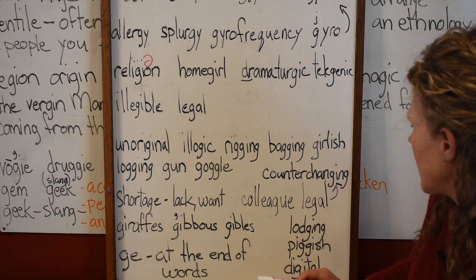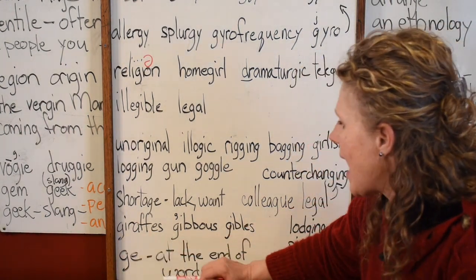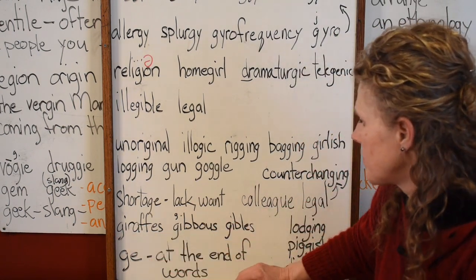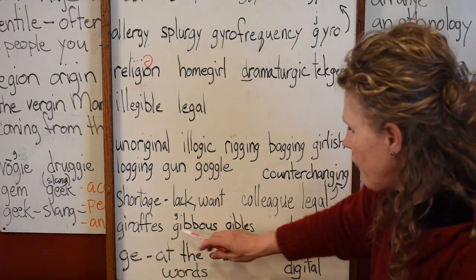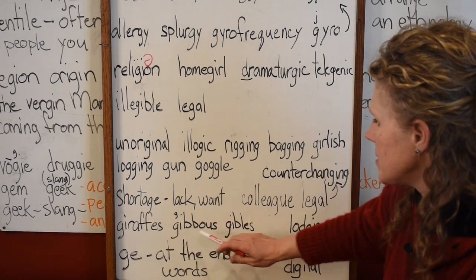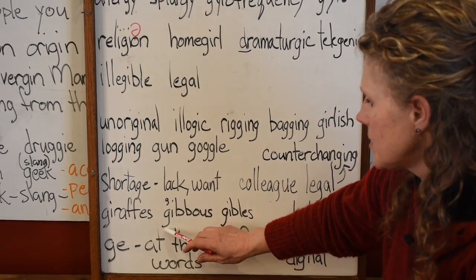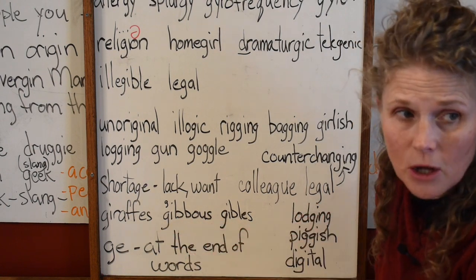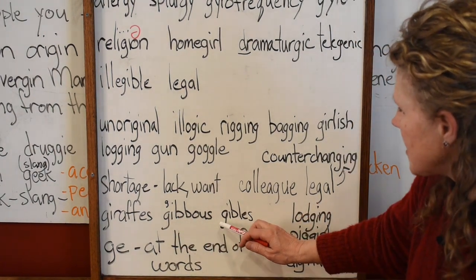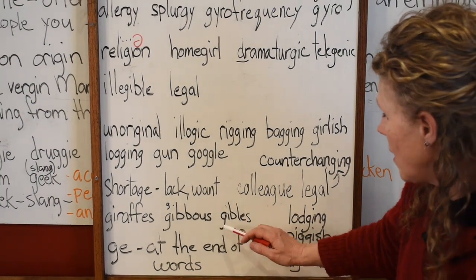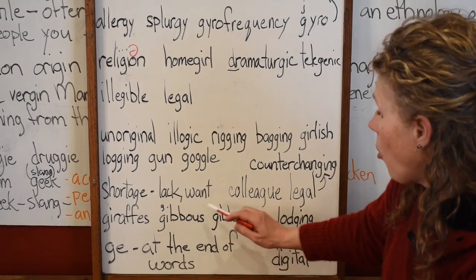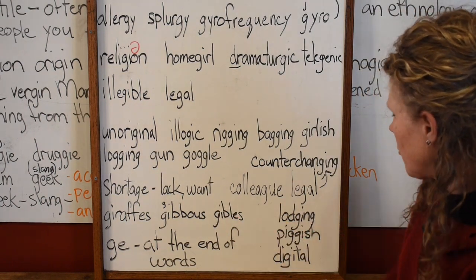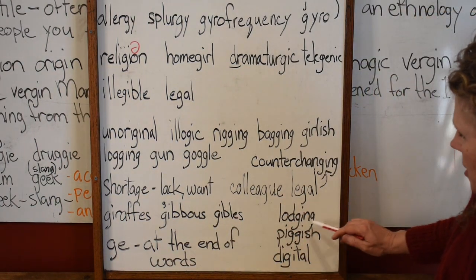Okay, so let's go to giraffes. That is an E, I, or a Y, so it's saying J. Now this I thought was fun. This says gibbous. It is saying the G sound. It's not changing. It's at the beginning of a word right here. And this says gibbles. It's not changing. Or I have heard it gibbles. So either way.